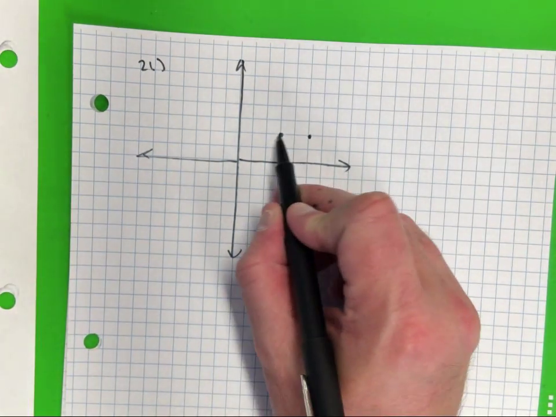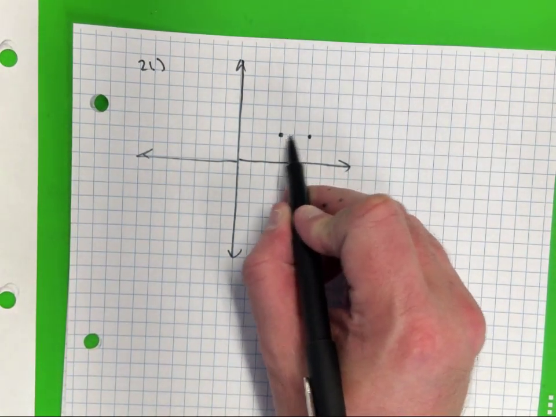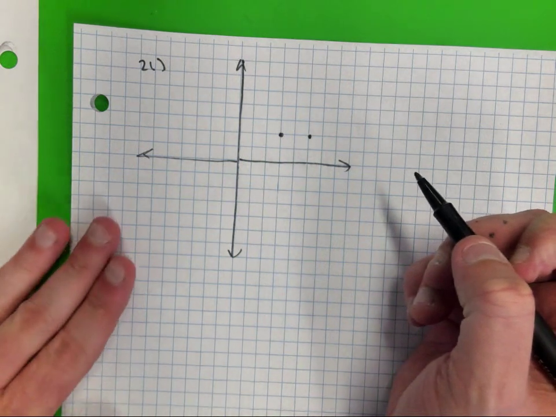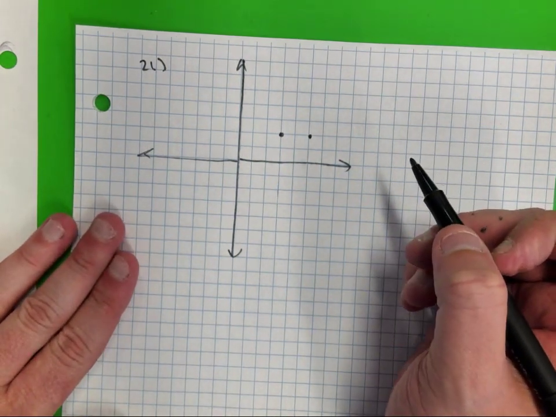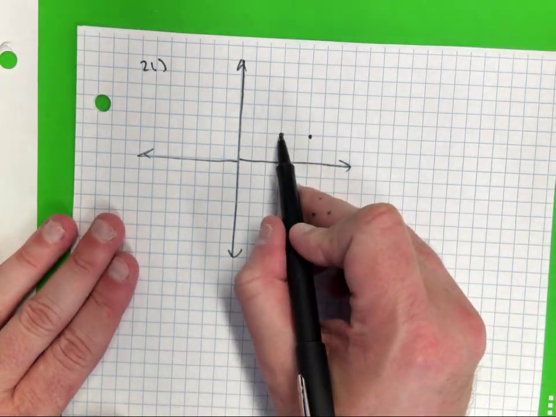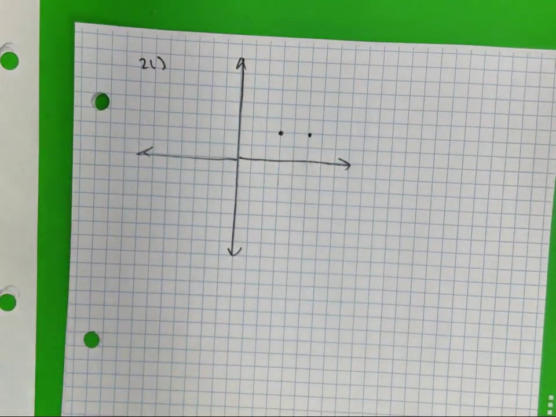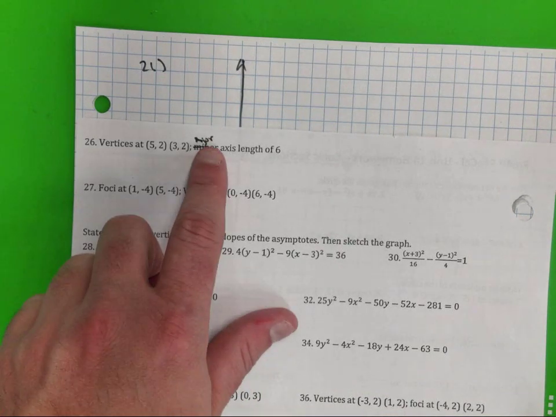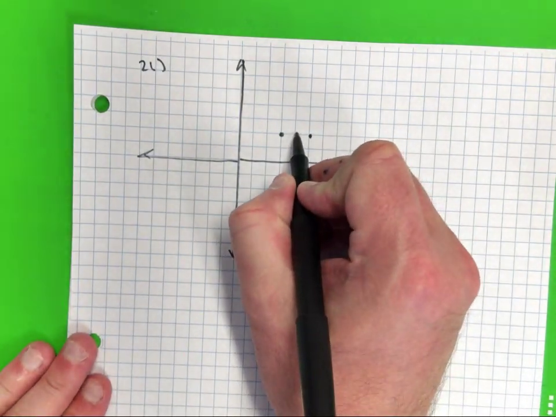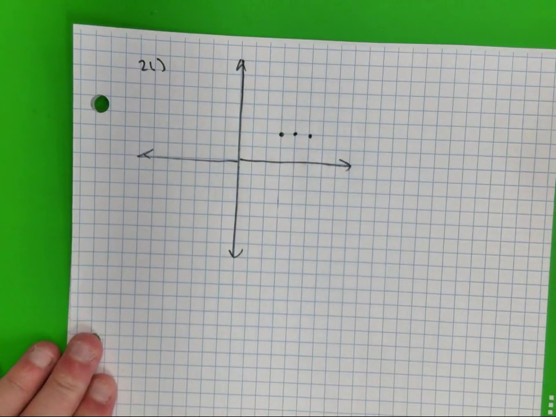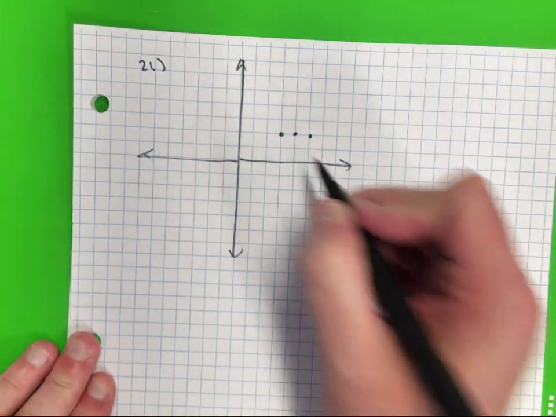Because that's about right there. It says your minor axis length is 6. Well, that right there is 1, 2. That can't be right. So we're going to change it to major axis length of 6. So what's my center at? It has to be right there, doesn't it? All right, so that's 4, 2.